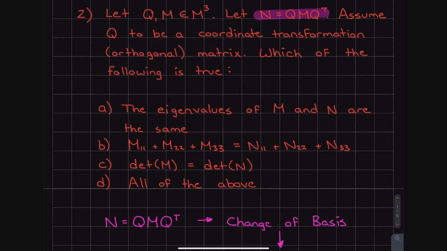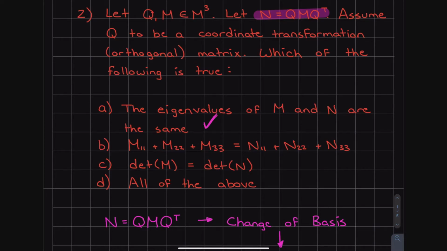So if we look at statement A, it says the eigenvalues of M and N are the same. And if you guys remember from quiz number 9, this is true. Eigenvalues are an invariant. They do not change even when the matrix changes basis. So this statement right here, absolutely true.